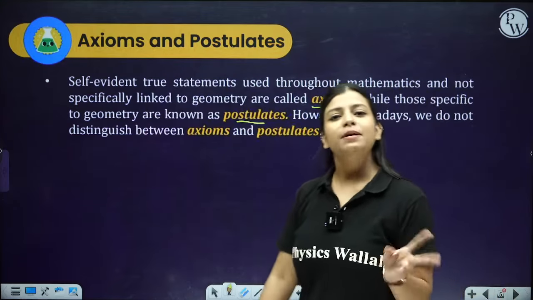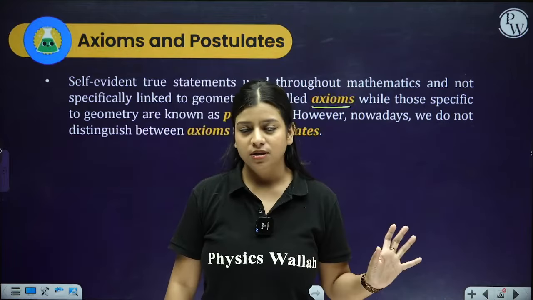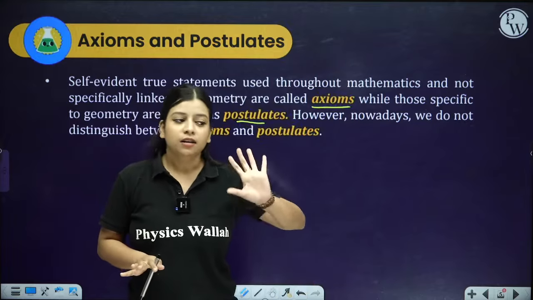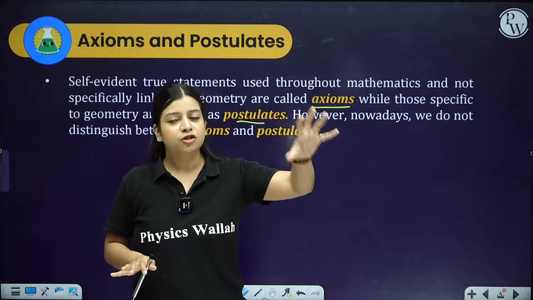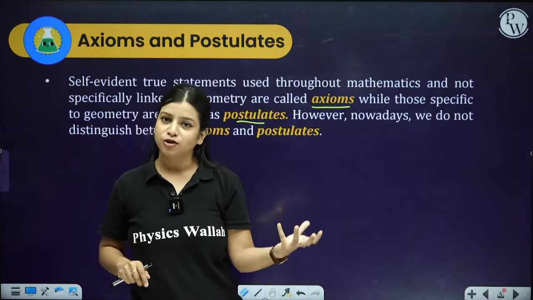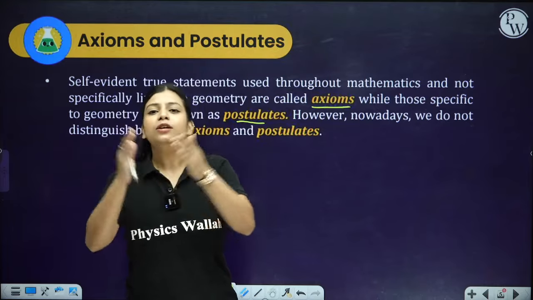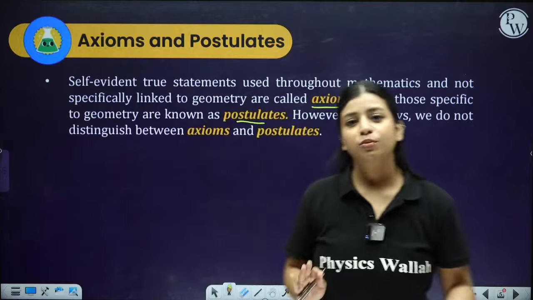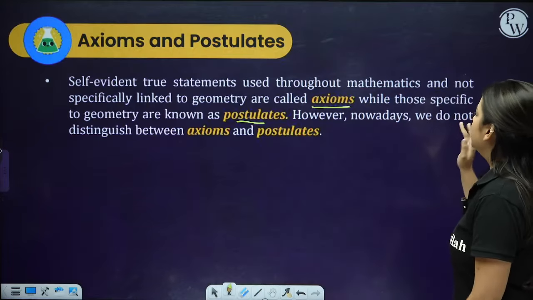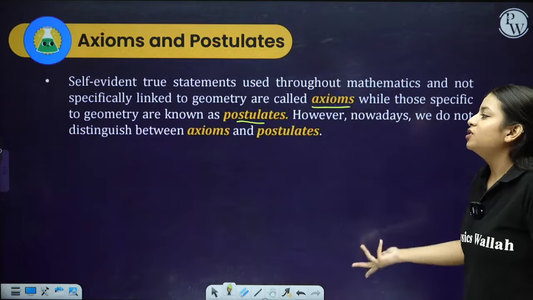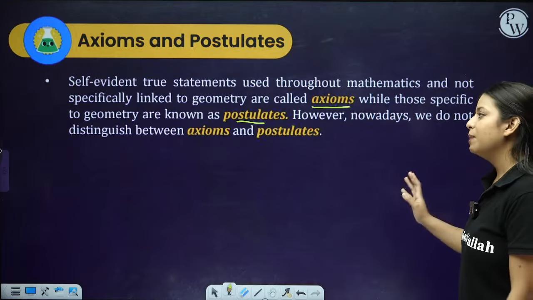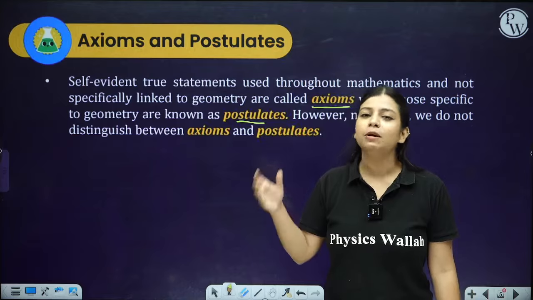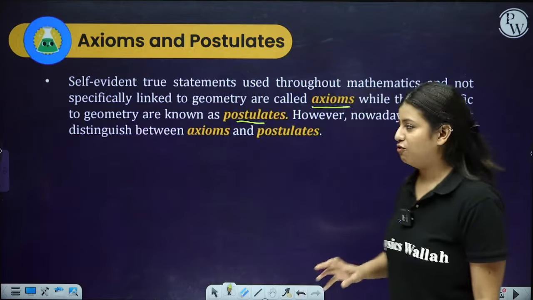So both of them are self-evident, non-proven statements, basically statements which do not require any proof. But the ones which are used only in geometry are called postulates, and axioms can be used in any other field in mathematics apart from geometry as well. Both of them mean the same, right? So nowadays we do not distinguish between axioms and postulates, but again, axioms are not limited to geometry, while postulates are limited to geometry only.